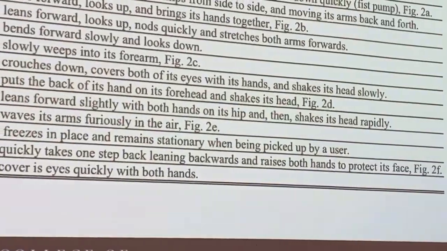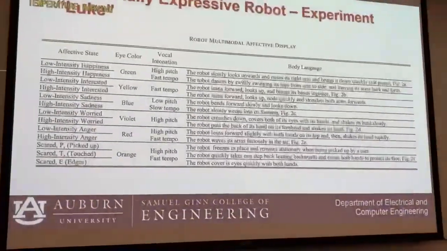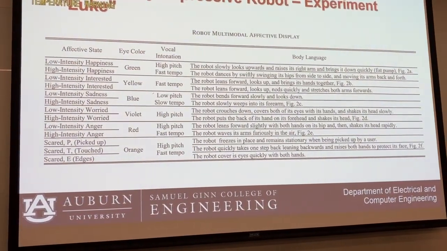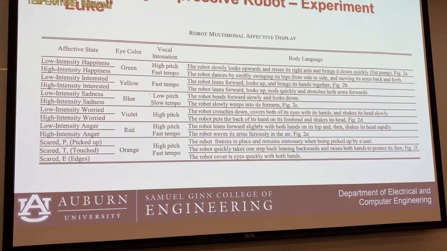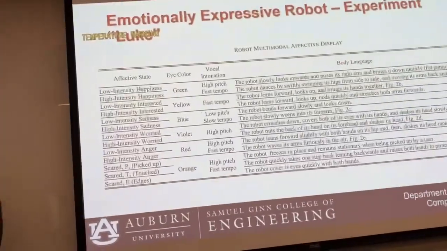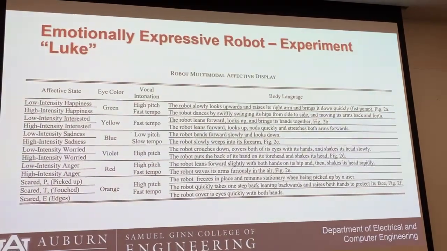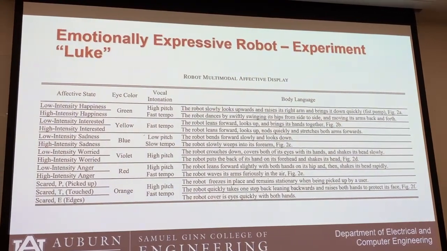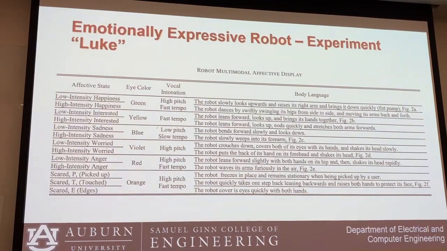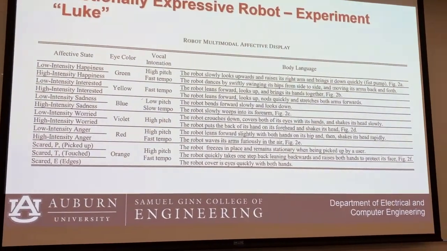So this is the description of the previous figure, where in happiness the eye color is green, with vocal intonation of high pitch and fast tempo. For the body language, the robot will slowly look upwards, raise its right arm and bring it down quickly for the low intensity happiness. And for the high intensity happiness, the robot dances by swiftly swinging its hips from side to side and moving its arms back and forth.